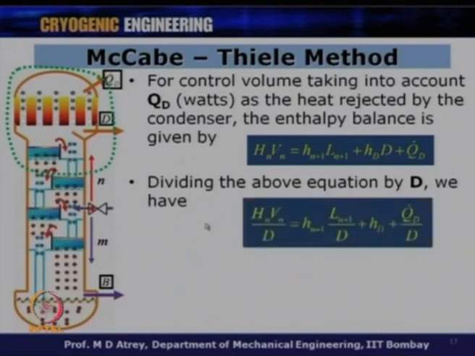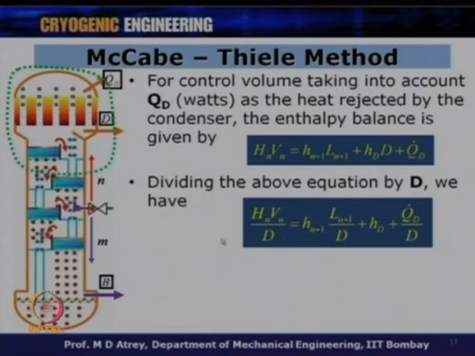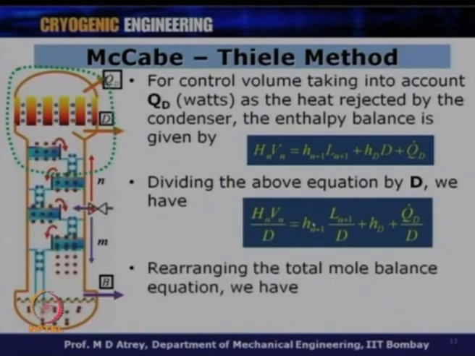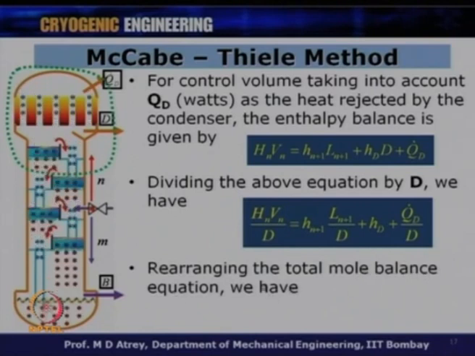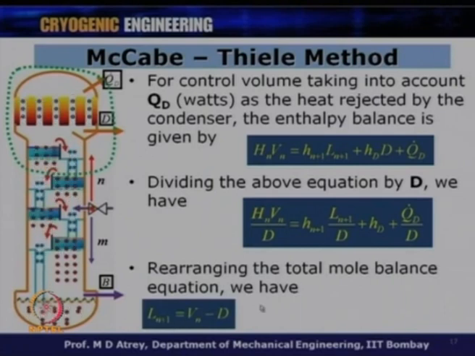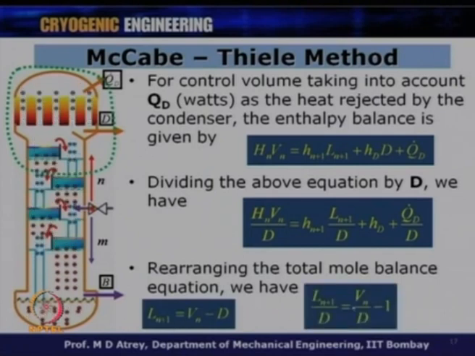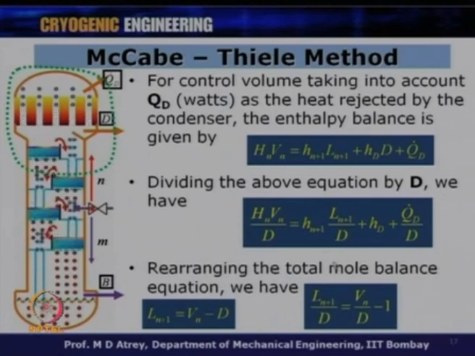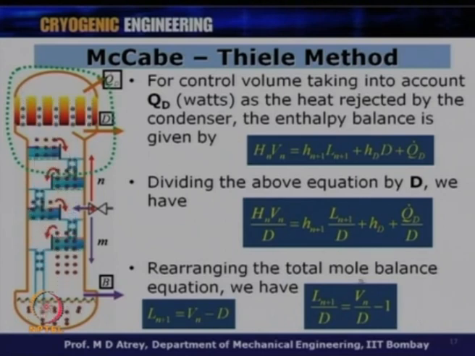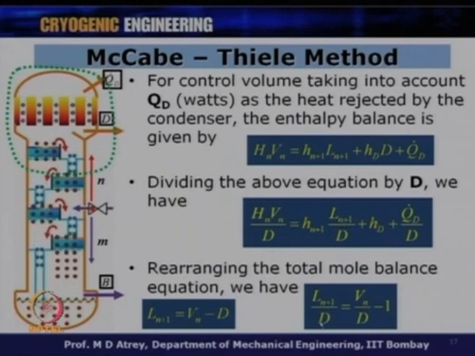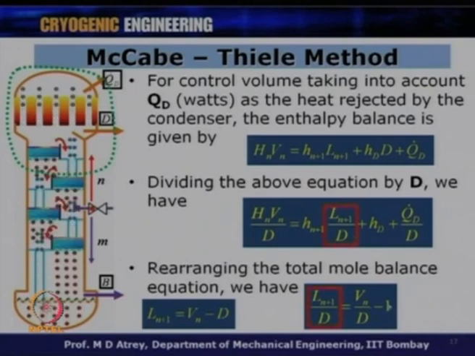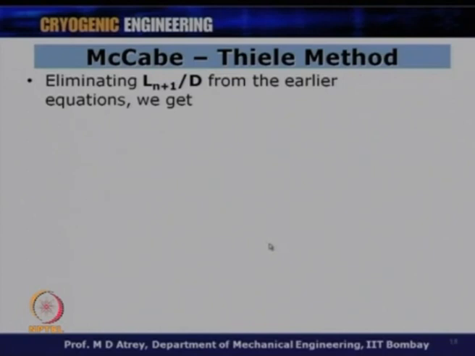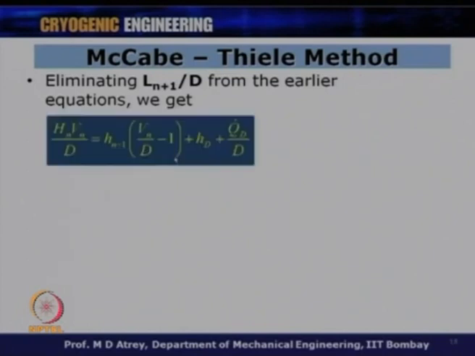Dividing the above equation by D, what you get is this. So, you have D at the bottom over here. Rearranging the total mole balance equation, which we have already got, if I rearrange that or divide that by D, I will get an expression. What is important to see here is you have Vn by D over here and Vn by D here, you have Ln by D over here and Ln by D over here. So, if I replace this Ln by D by this, you will get a further expression. Just put these values over here, eliminating Ln plus 1 by D from the earlier equation.